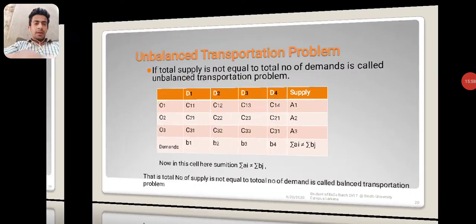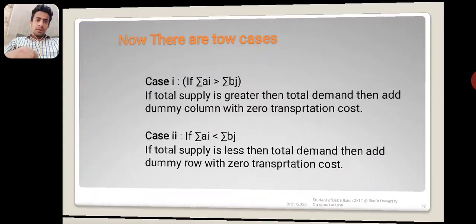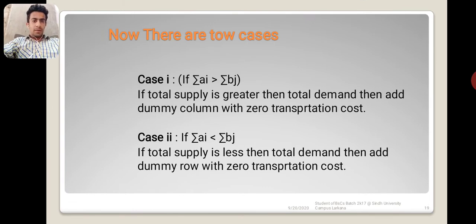Now there are two cases. Case one: if the sum of Ai is greater than the sum of Bj, that is, total supply is greater than total demand, then add a dummy column with zero transportation cost. Case two: if the sum of Ai is less than the sum of Bj, that is, total supply is less than total demand, then add a dummy row with zero transportation cost.